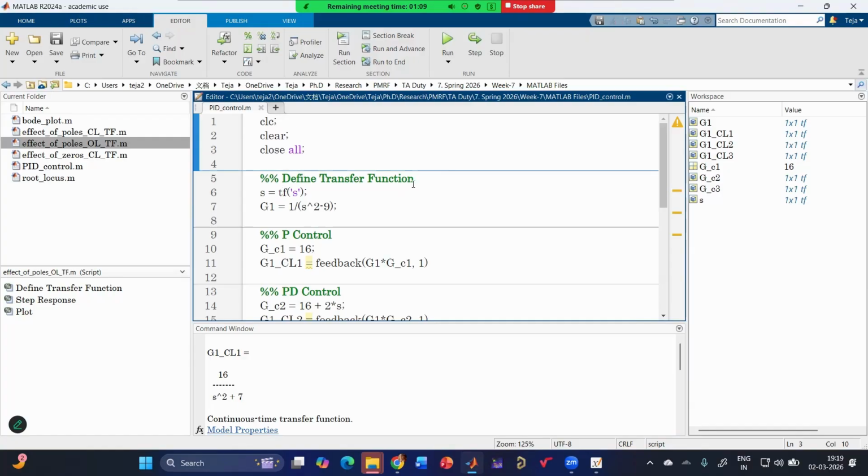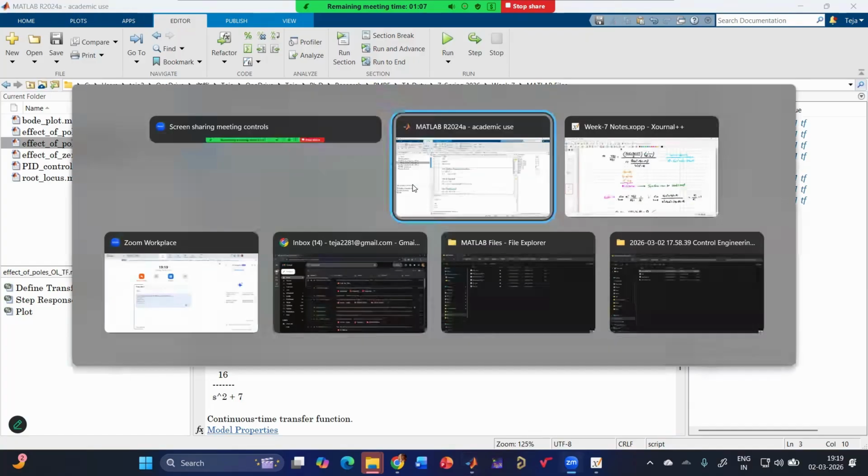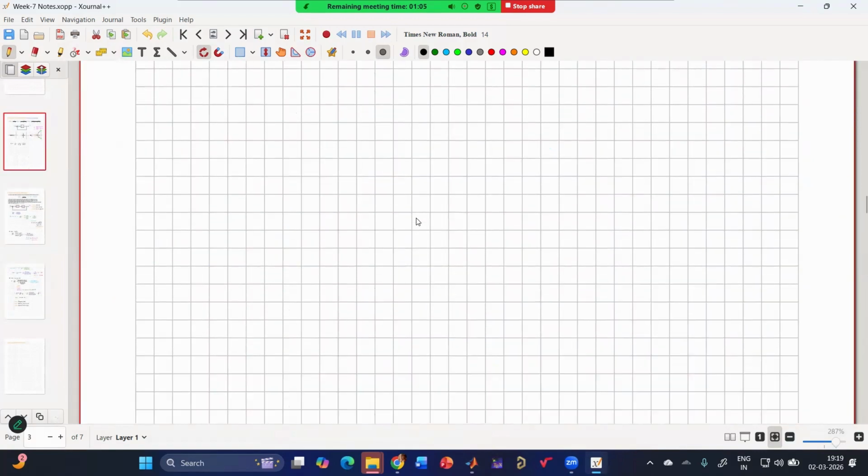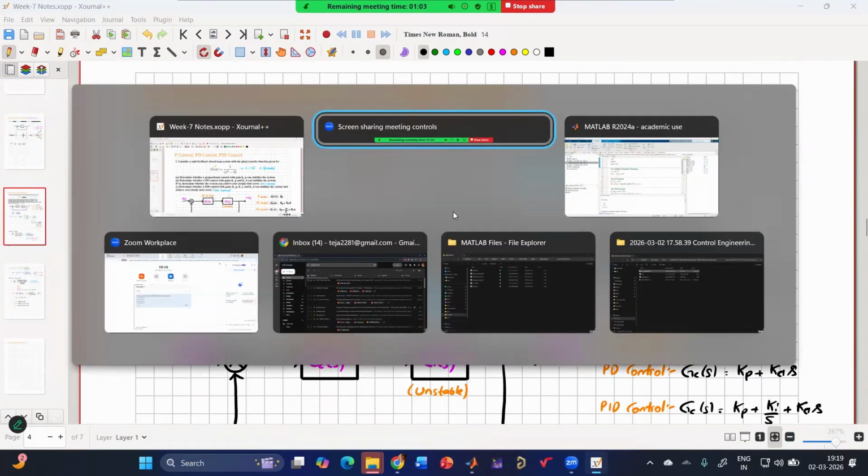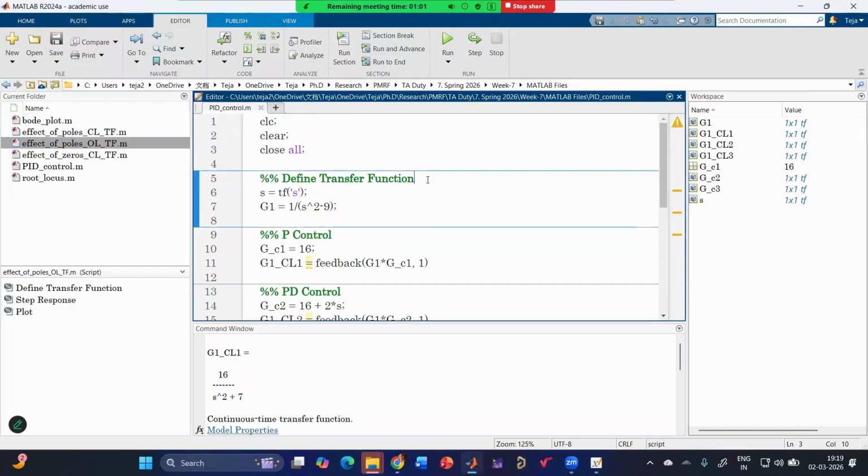First, I have defined the transfer function. In my problem, I have considered s square minus b. So I define the transfer function, and I have considered b to be equal to 9.